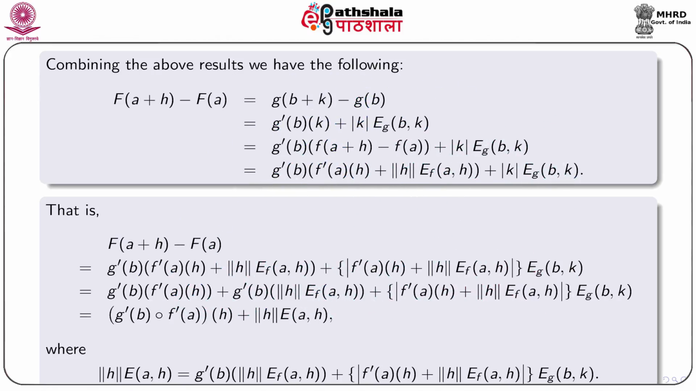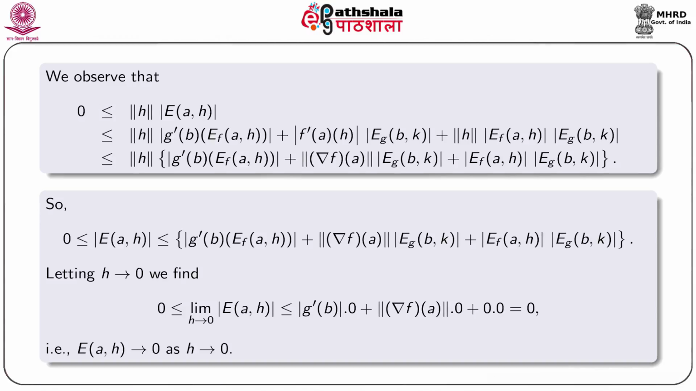So, finally, we have F(A+H) − F(A) equal to the composite map g'(B) compose f'(A) operating on H plus norm H E(A,H), where norm H E(A,H) is nothing but the sum of the remaining terms, that is g'(B) operating on norm H E_f(A,H) plus mod of f'(A)H plus norm H E_f(A,H), this term multiplied by E_g(B,K).